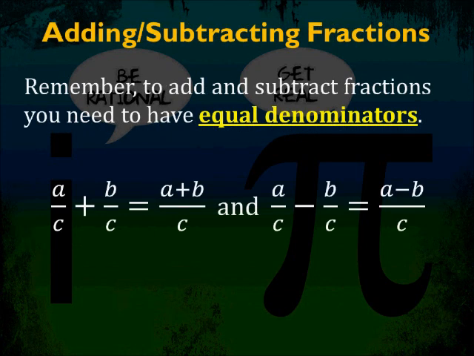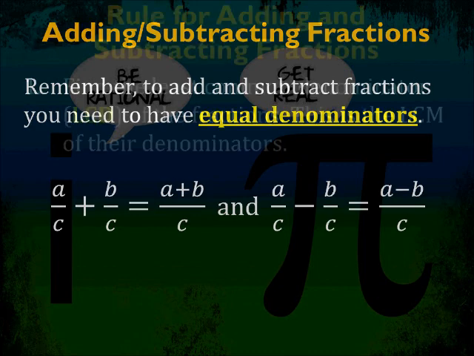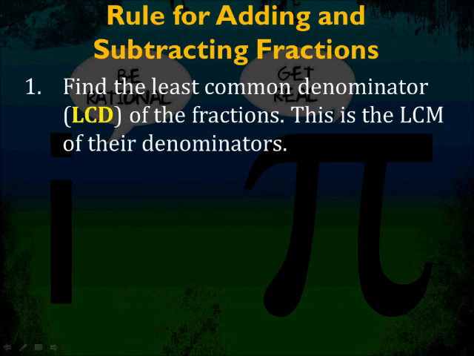Remember, to add and subtract fractions, you need to have equal denominators. If you have a over c plus b over c, that's great. That's just a plus b all over c. And if you have a over c minus b over c, that equals a minus b over c. You have to have the same denominator to add and subtract fractions. If you do not, you have to make the denominators equal.